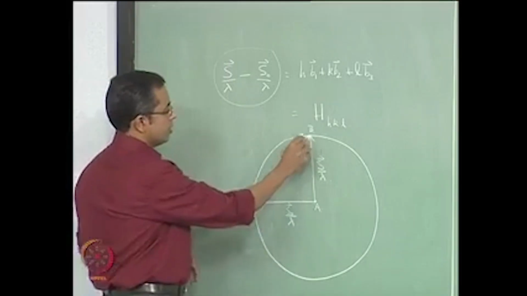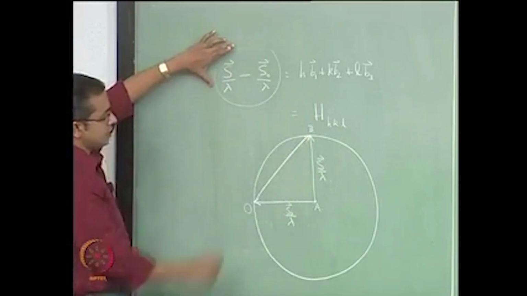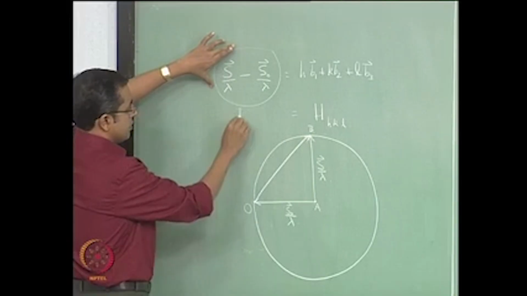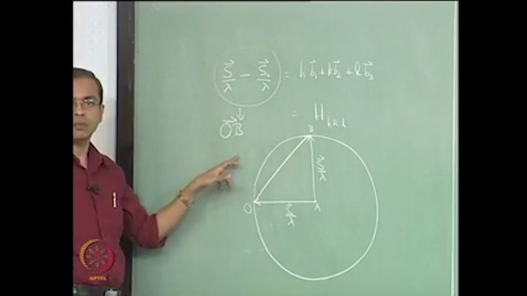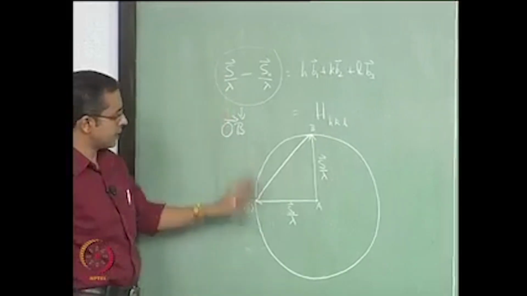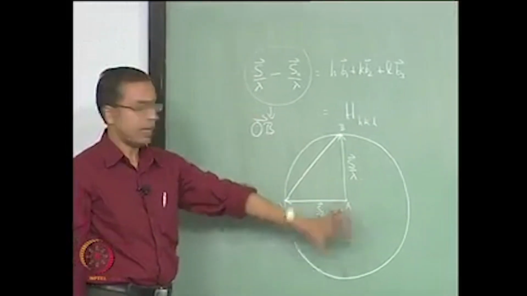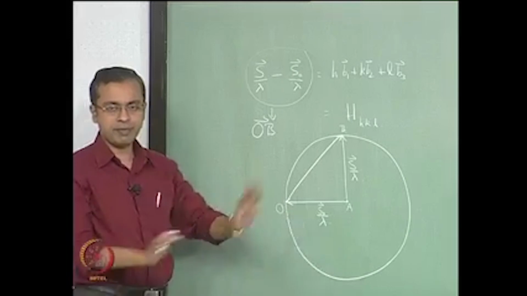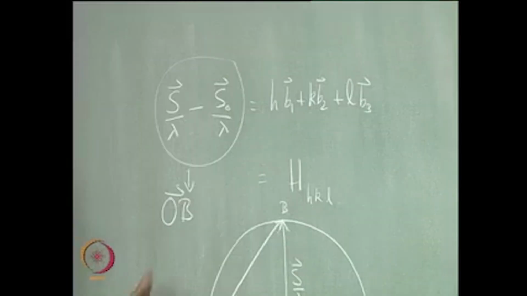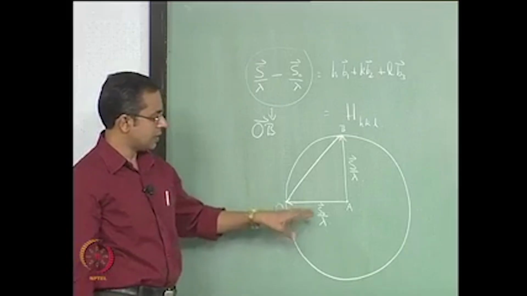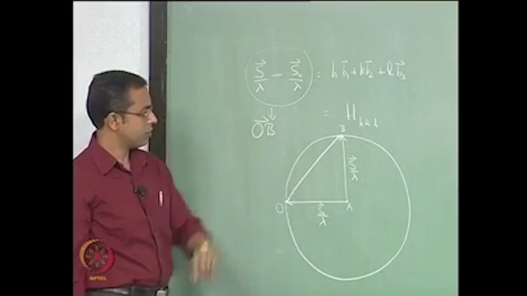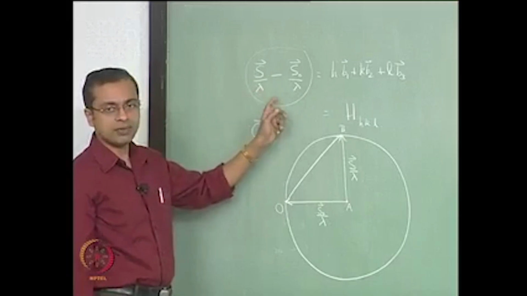So the left hand side of this equation is this vector OB in this diagram. Everything is consistent, we have just used a very consistent procedure to arrive at this. So S naught by lambda is here, S by lambda is there, and therefore OB is the left hand side of this equation.